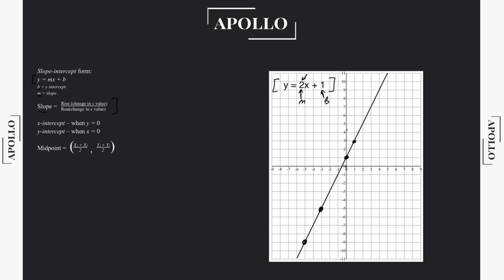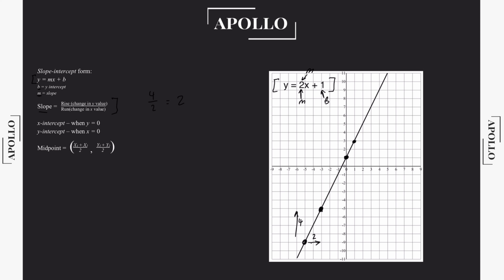So these 2 points. How much does the y value increase? It goes from negative 9 to negative 5. So that means that it increased by 4, so it went up by 4. And then how much did it increase in the x direction? It went from negative 5 to negative 3. So that's an increase of 2. So we went up 4 and we went right 2. So we're going to put rise, which is 4, over run, which is 2, and that'll give us a slope of 2, which is exactly what we had right here for m. Now that we have that, let's move on to the x-intercept, y-intercept, and midpoint.